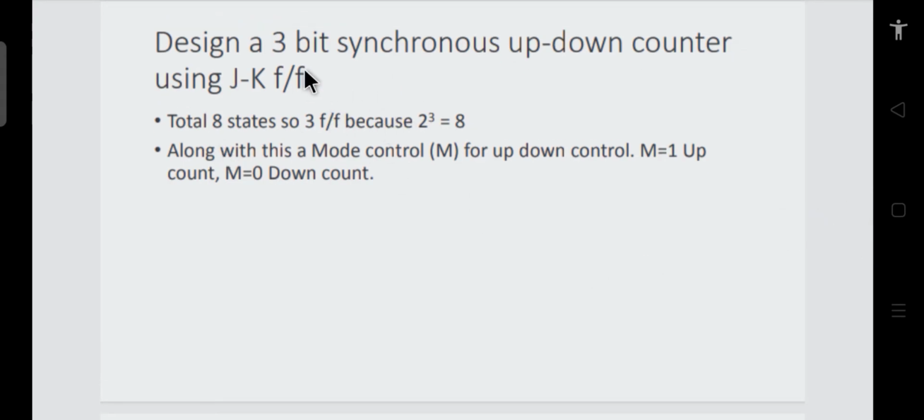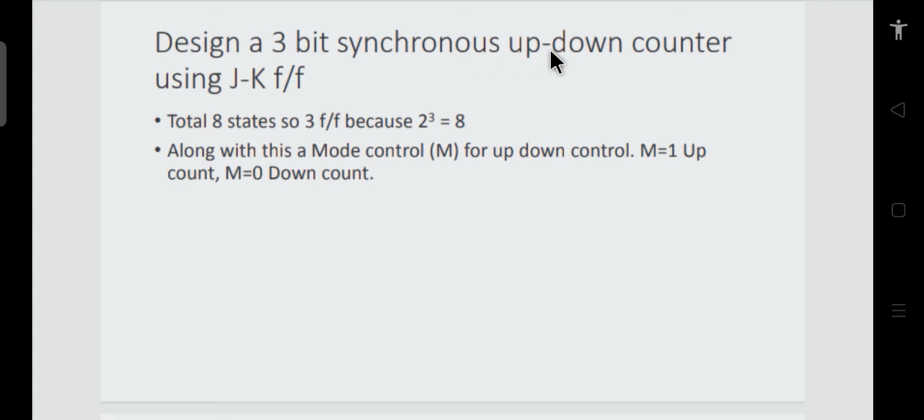So let's say we want to design a 3-bit up down counter. A 3-bit counter means the number of flip flops we have to use is 3. If the question is given as 3-bit, you know the number of flip flops will be 3. How many states can these 3 flip flops count? To find that, you write 2 to the power 3, which is equal to 8. So this counter, made with 3 flip flops, is a 3-bit synchronous counter.